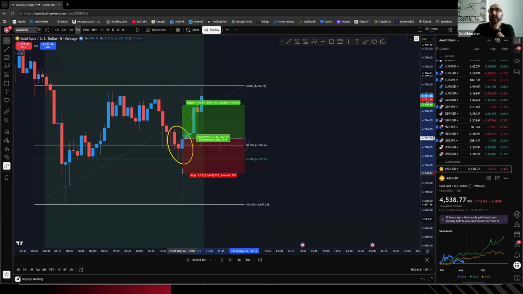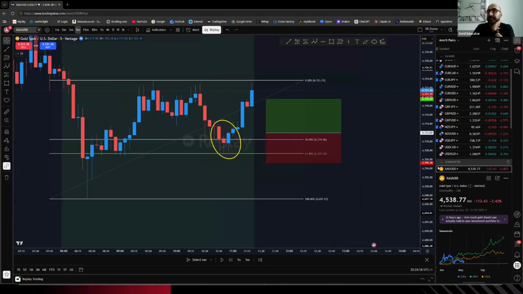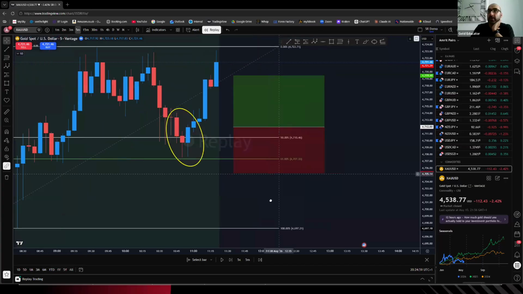Now, in terms of where you would put your stop loss in here, let me just move this out of the way and zoom in a bit so you can see it.